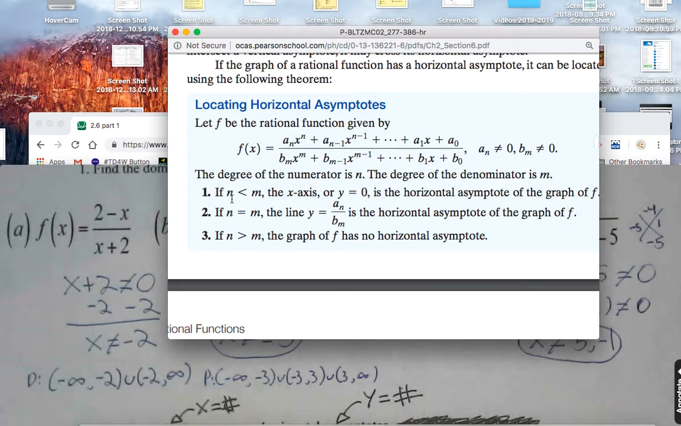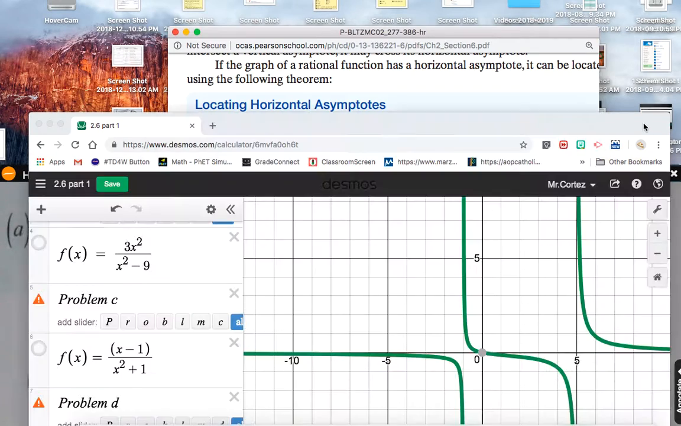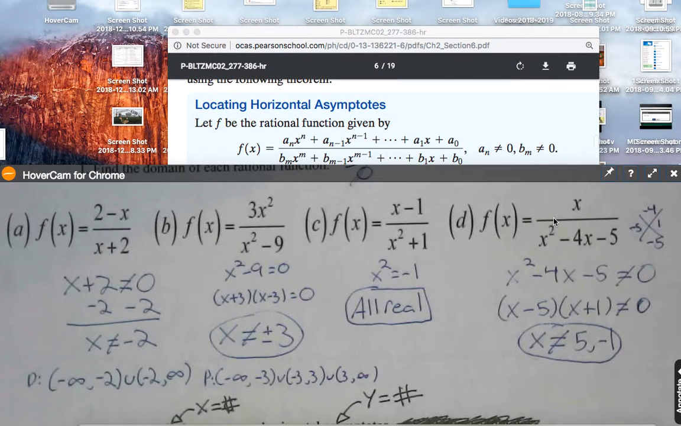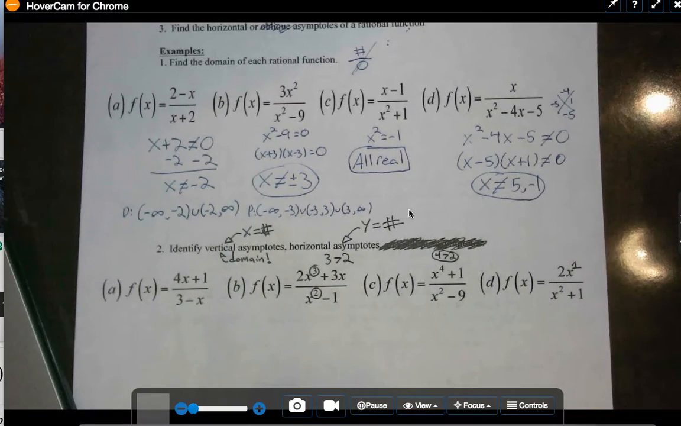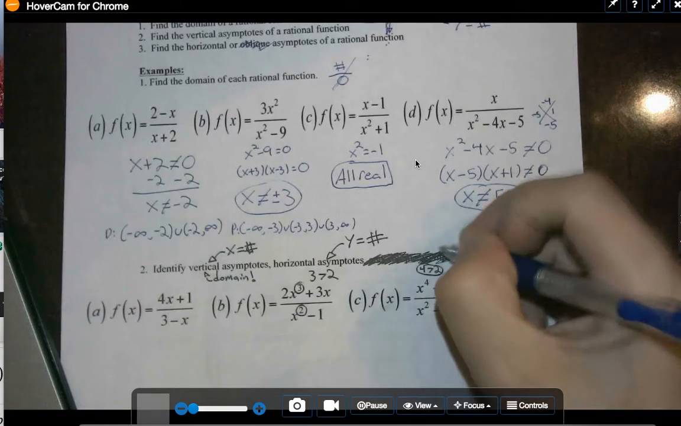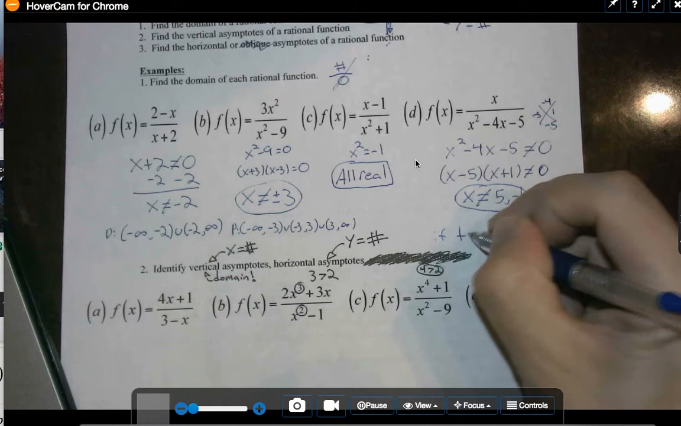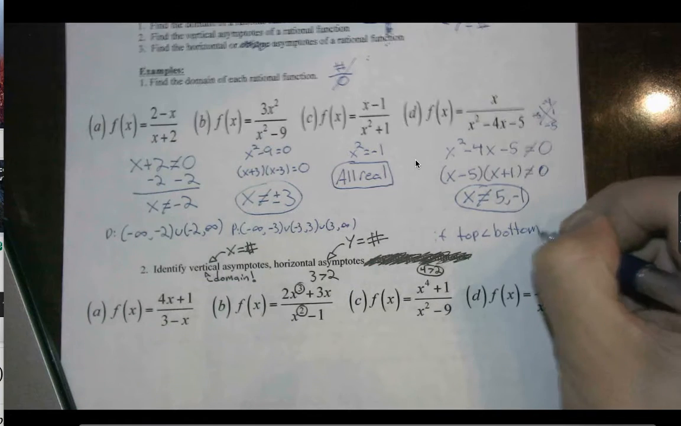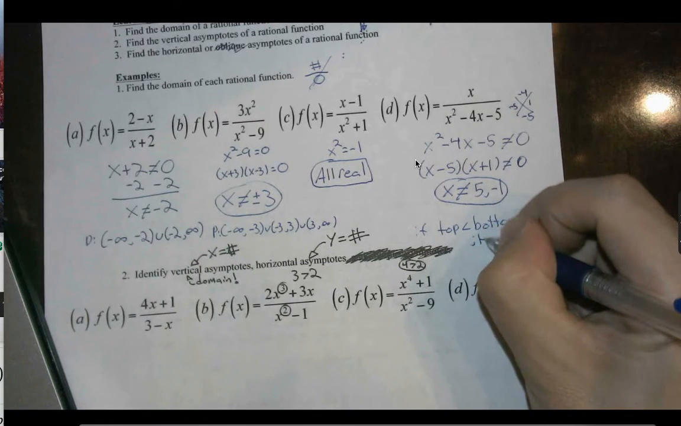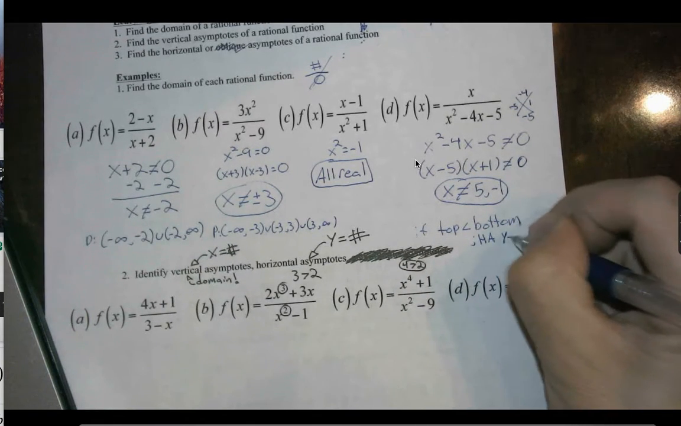What this says is that if the exponent in the numerator is less than the exponent in the denominator, the x-axis, or y equals 0, is the horizontal asymptote. So let's make a note of that real quick. On here, if the top is less than the bottom, then the horizontal asymptote is y equals 0.